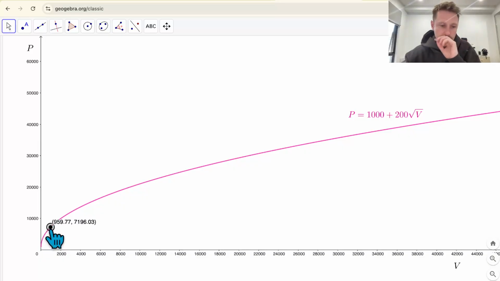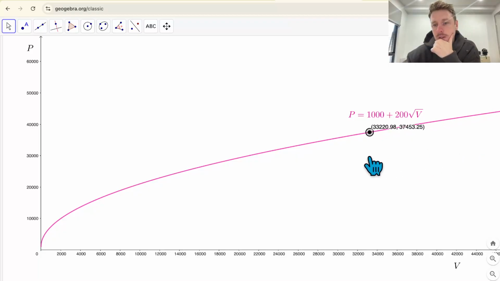So early on, to get a small change in volume, you need a large change in pressure. But you can see the gradient flattens out later on. So that's the original graph.